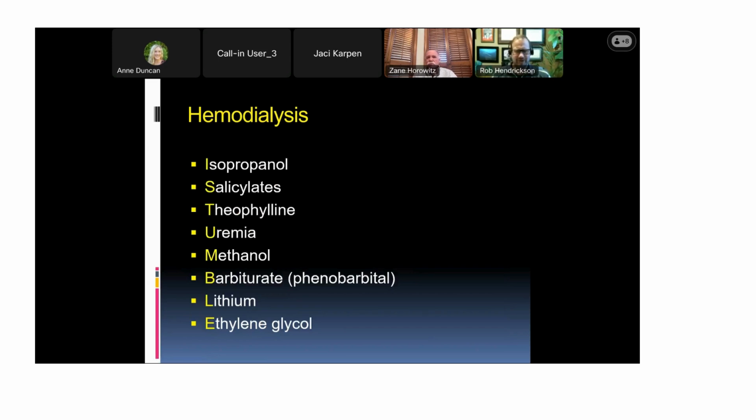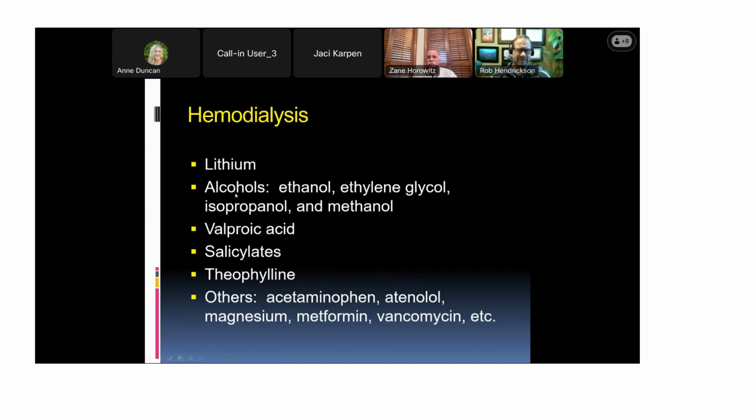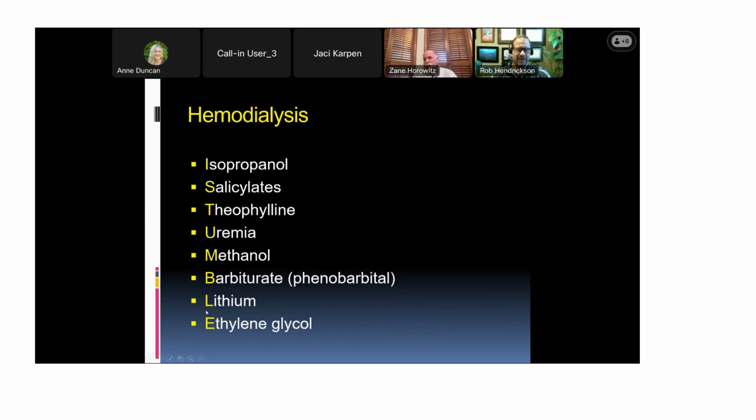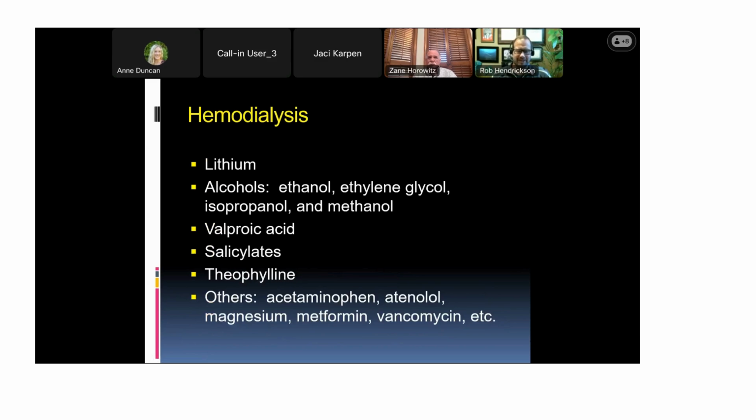In reality, we only probably dialyze this group: lithium, alcohols, salicylates, rarely valproate. But there is a big long list of things that do not end up in mnemonics that are potentially dialyzable, and acetaminophen is another one of those that we're probably dialyzing a lot more than we were before. But if you like mnemonics, I STUMBLE is one of them. But I think most of you recognize the alcohols, lithium, and salicylates are probably the most common things that we're using hemodialysis for.